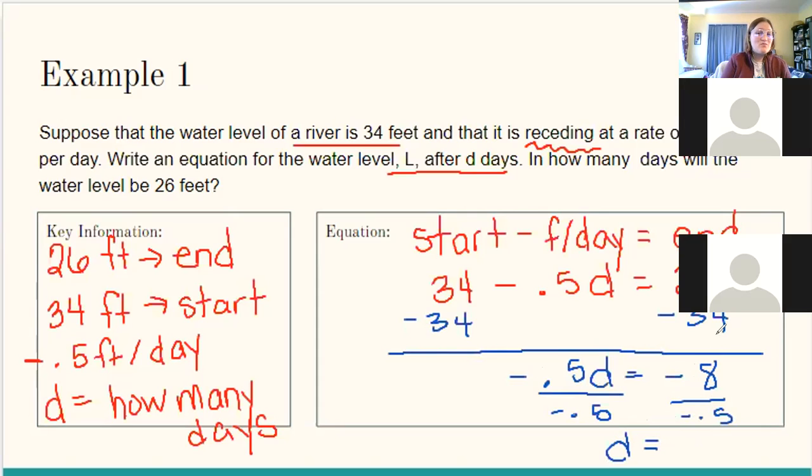So it's actually going to take more. It's going to be 16. It is going to be 16. Because it takes 2 halves to get to 1, and we're getting all the way up to 8. So it's going to take 16 of them. And those 16, since D was how many days, are 16 days.